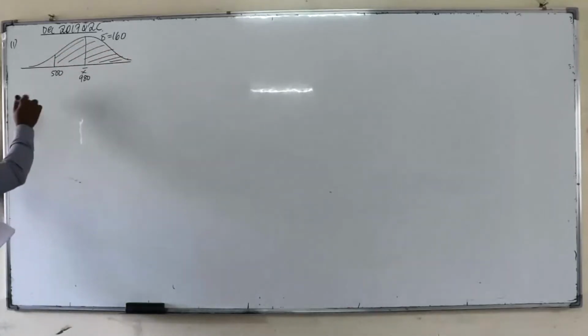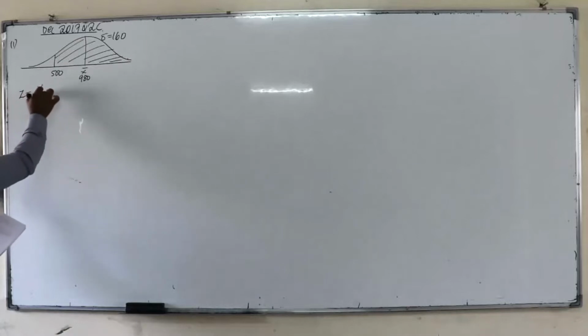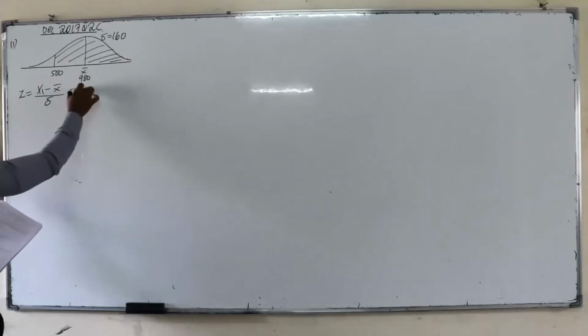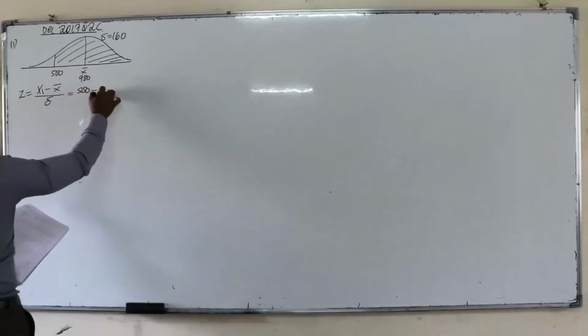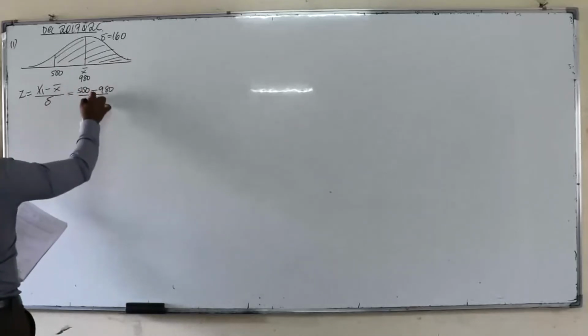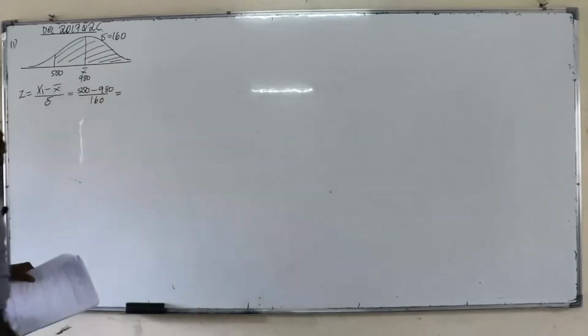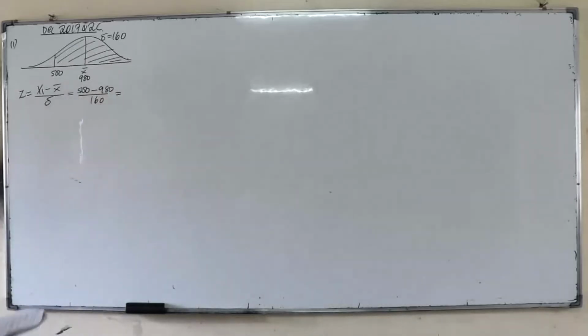So how do you get that probability? Z is equal to X1 minus X bar over the standard deviation. X1 is 500, X bar is 980, standard deviation is 160. Give me your answer to two decimal places. Your answer should always be to two decimal places for normal distribution.